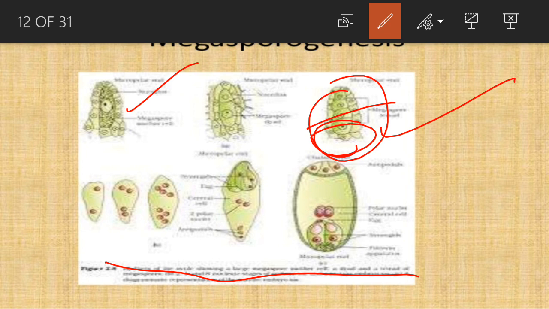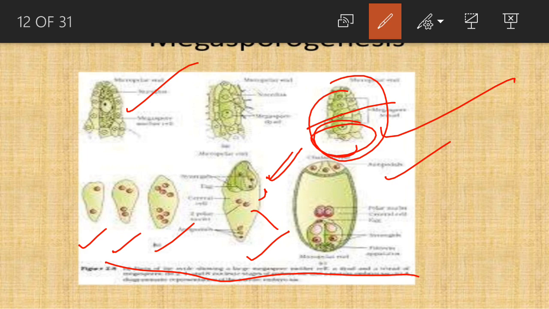Now this is the development of the female gametophyte. Here the first nucleus divides into 2, then into 4, then into 8. 3 of the nuclei remain at the micropylar end, and 3 are at the antipodal region or the chalazal end, and one nucleus from each side comes to the center and forms the polar nuclei.